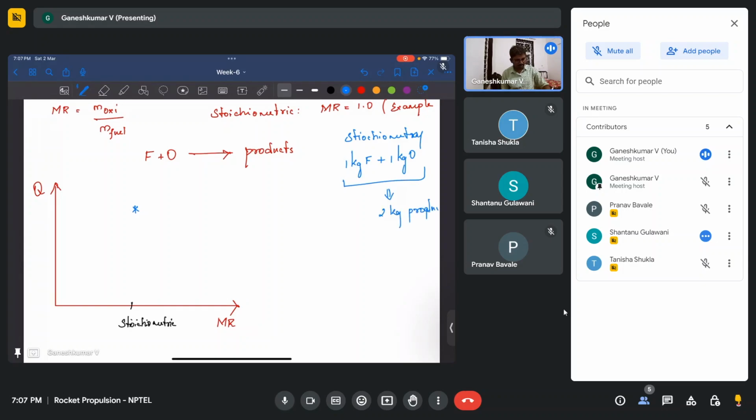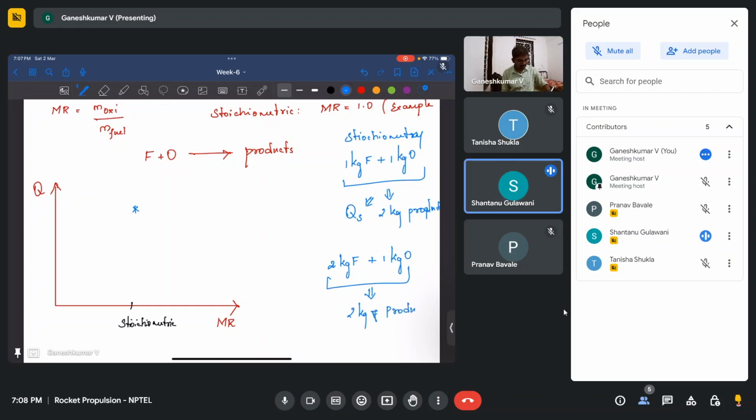Okay. Now this is giving you some heat release, let's say Qs. Now let's say if I increase the fuel quantity, if I have 2 kg of fuel and 1 kg of oxidizer. Now what will I get if I combust this? 3 kg of products, but the same quantity of heat? Exactly. So you will get 2 kg of products.